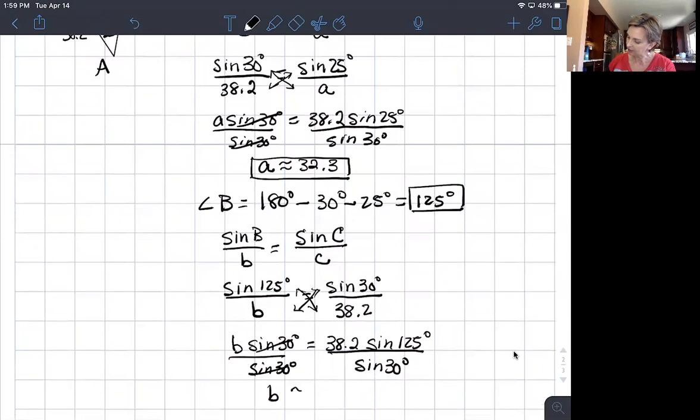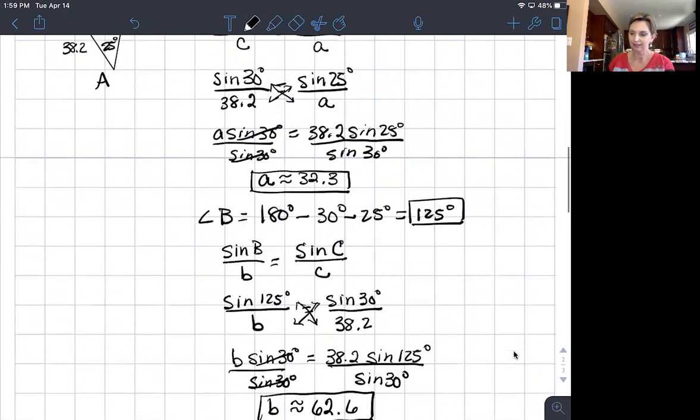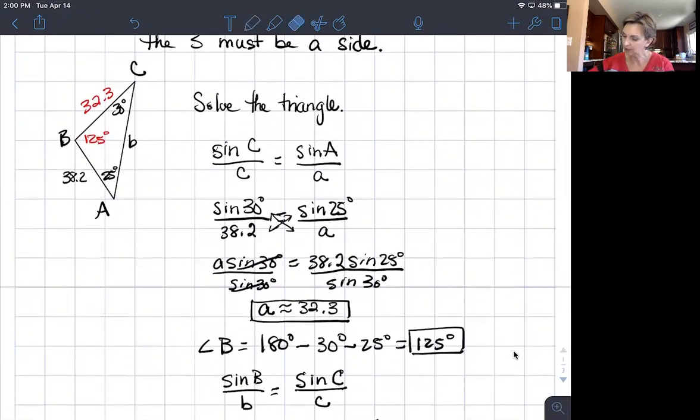Plug that into your calculator to get side B. The sine of 125 degrees times 38.2 divided by the sine of 30 degrees gives side length B, which is approximately 62.6. Hopefully that's what you got there. Let's go up here and put that on our triangle. We got 62.6.